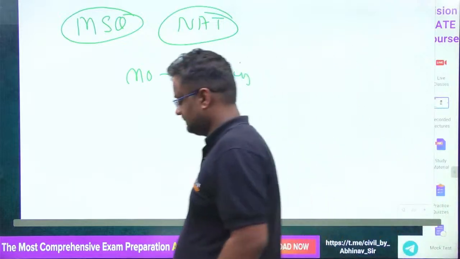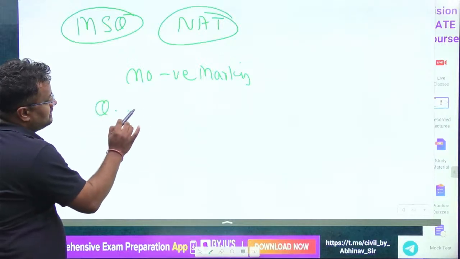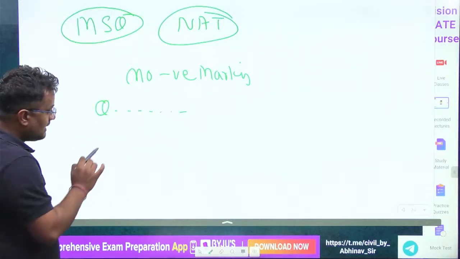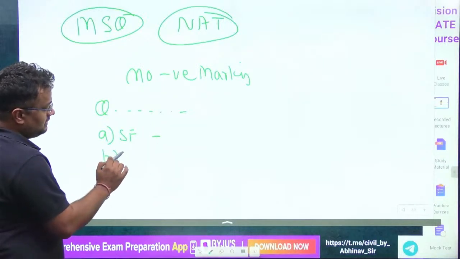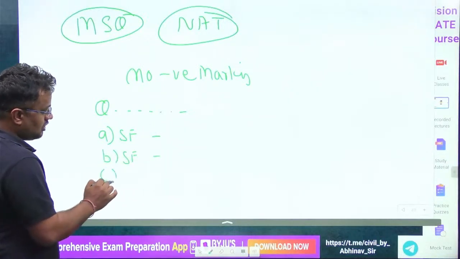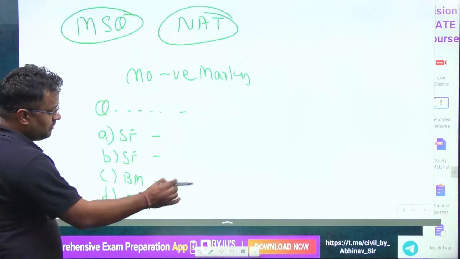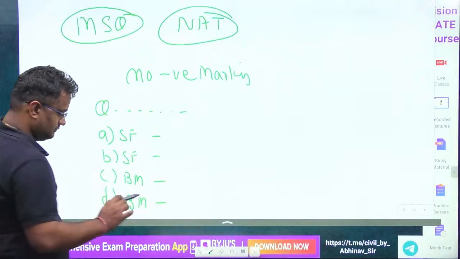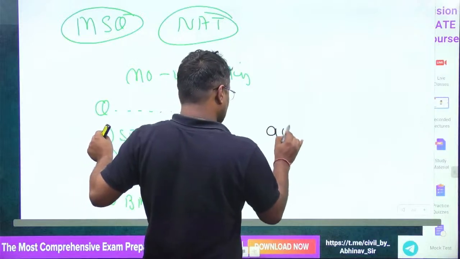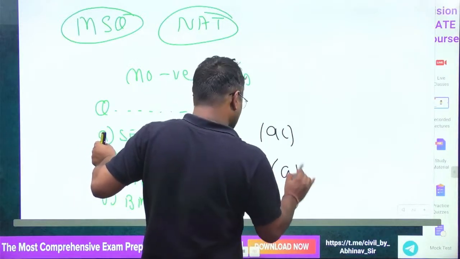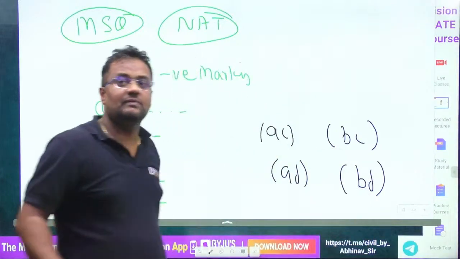Now listen to what I want to say. Sometimes in MSQ, a question is written and option A is shear force at this location is this much, option B shear force at this location is this much, option C bending moment at this location is this much, option D bending moment at this location is this much. Usually the answer will be AC, or AD, or BC, or BD. Give me yes or no.